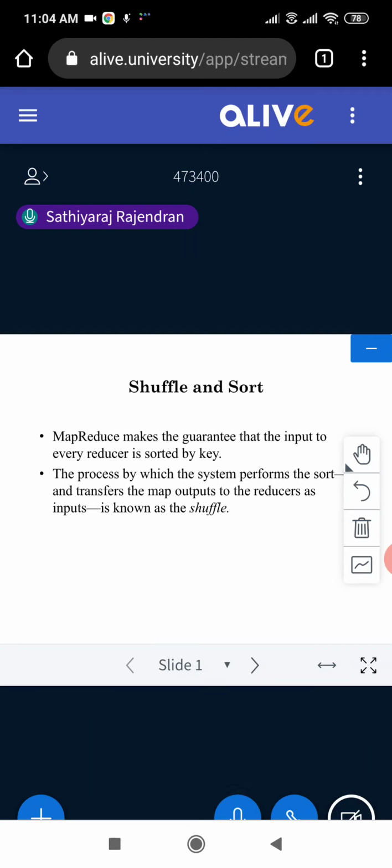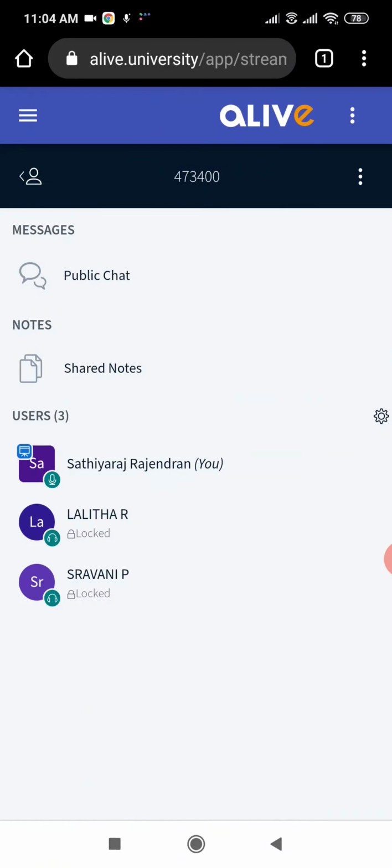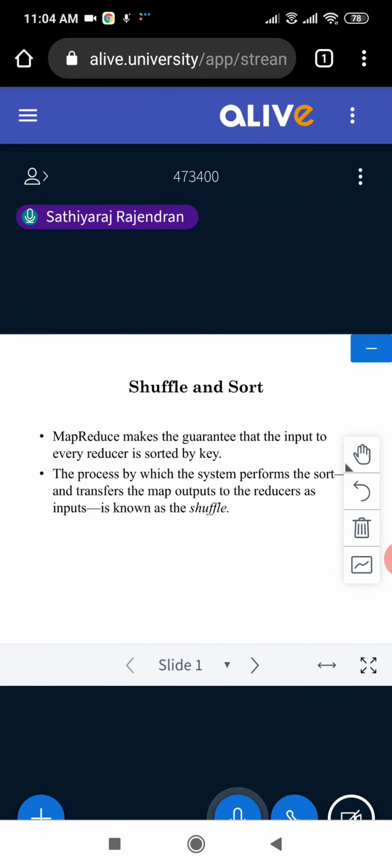Okay. And in today's session, we will be talking about Shuffle and Sort. Shuffle and Sort is not a program. So what is the logic behind Shuffle and Sort? How does MapReduce perform this Shuffle and Sort? And the second part, we'll be talking about task execution. So these are the two topics that we will be discussing today.